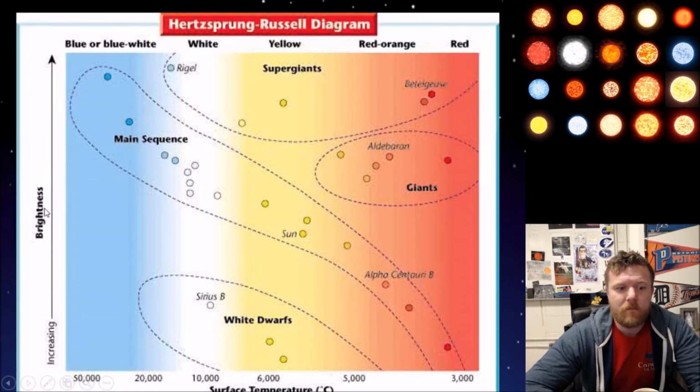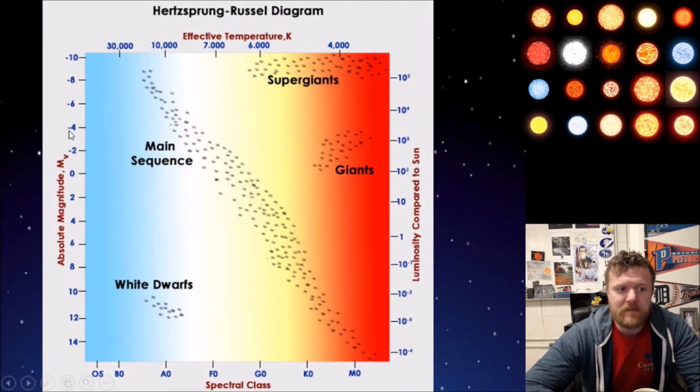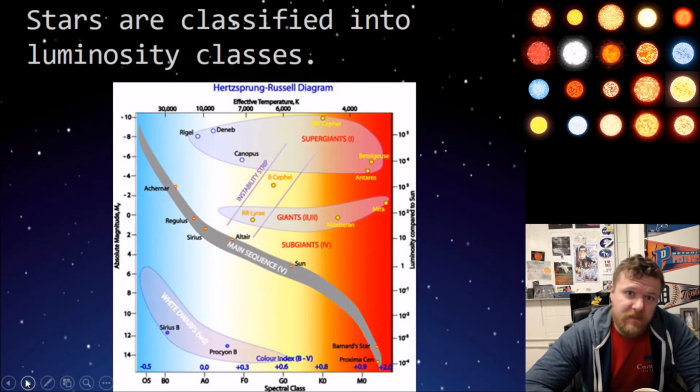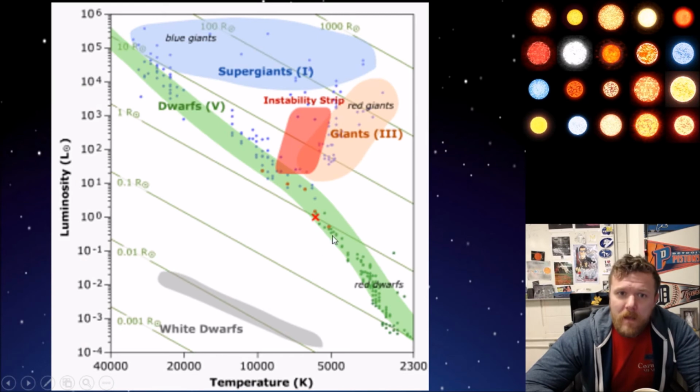This one has brightness, first temperature. This one has spectral class. It's got magnitude and luminosity over here. These luminosity classes, we're going to go into them a little bit more tomorrow. These are the Roman numerals that we talked about before. The sun is a main sequence, which is Roman numeral 5, or V. We're going to get into that tomorrow. There's also something on this one that is not on some of the other ones, and that's this instability strip.